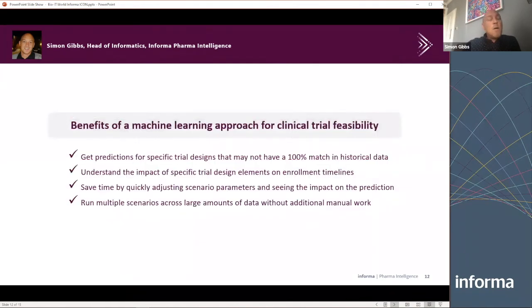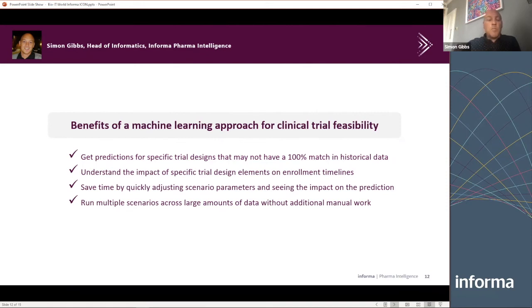So where are the benefits and the value of the machine learning approach in terms of building out this type of study feasibility analytic, particularly in comparison to more traditional benchmarking or statistical approaches? Where we see the benefits being fourfold.